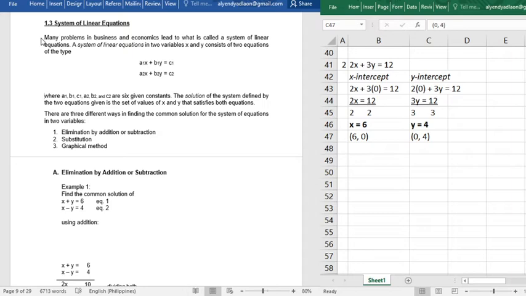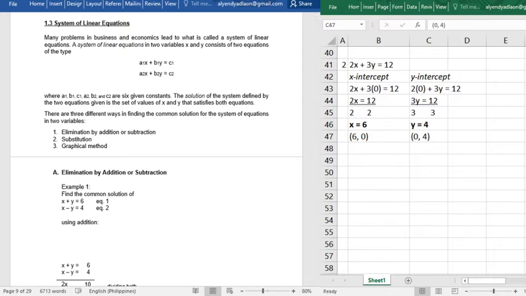that satisfies both equations. There are three different ways in finding the common solution for the system of equations in two variables. First is the elimination by addition or subtraction. Second, by substitution. And third is by graphical method.